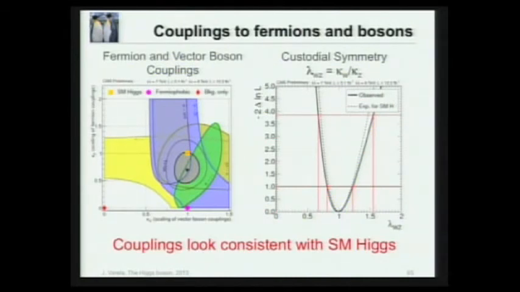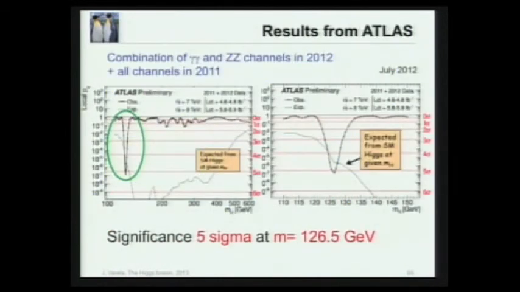The point is that the precision is still not good enough. I mean, this ellipse still has errors of the order of 20 to 50%. So the precision is not very good to say with certainty that this is really the standard model X.